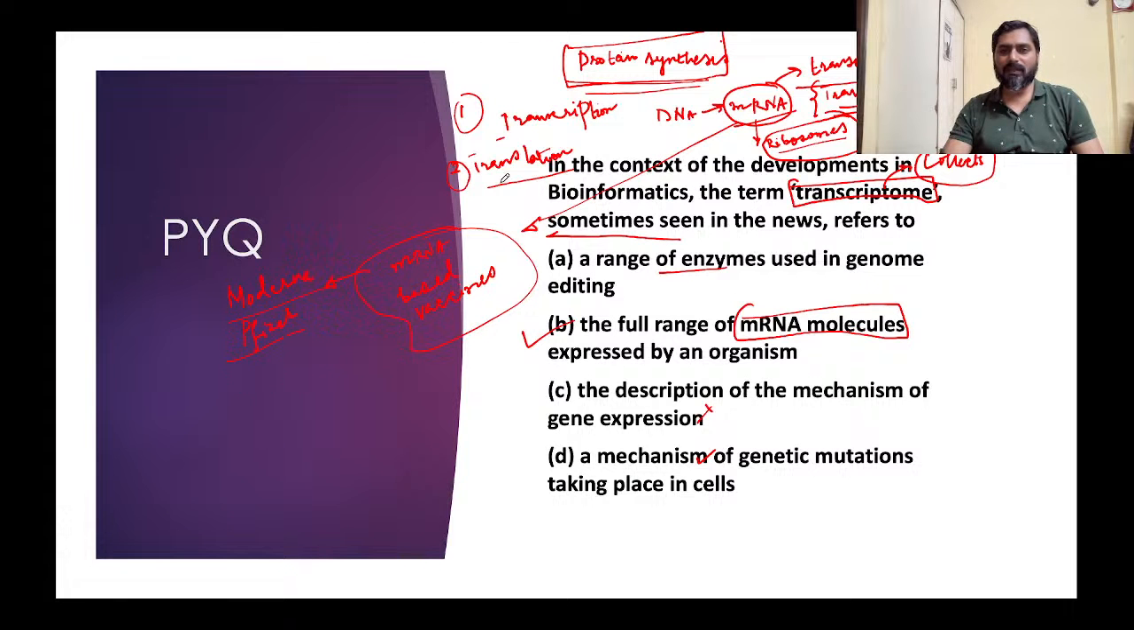So here you see that from a DNA you are getting mRNA. This process is happening inside the nucleus. Inside the nucleus, then this mRNA moves outside. It is moving outside to reach the ribosomes, and then translation occurs.